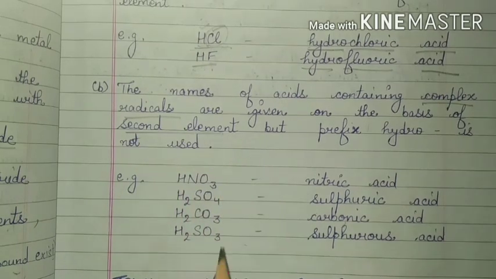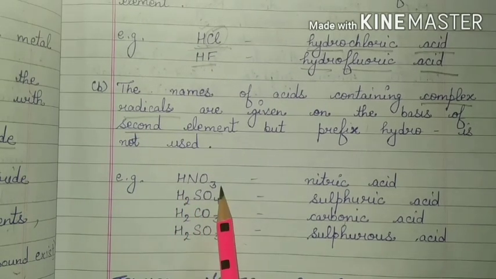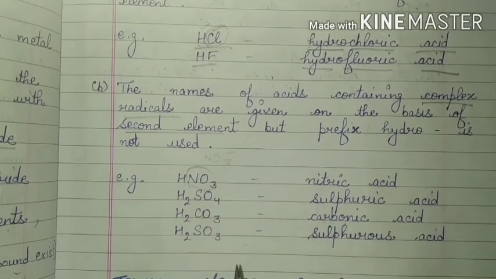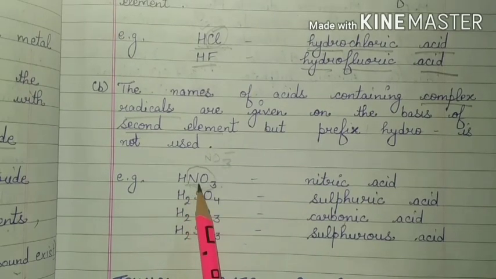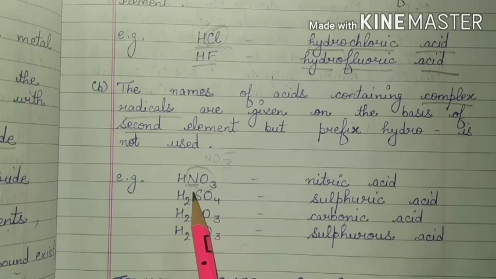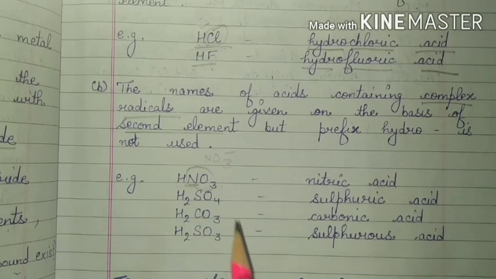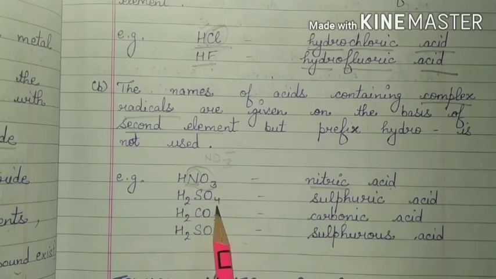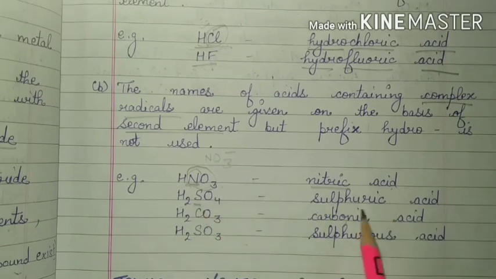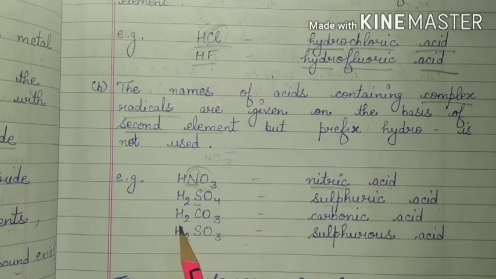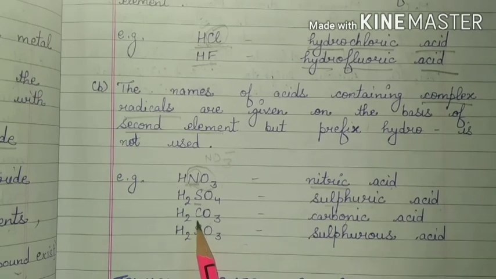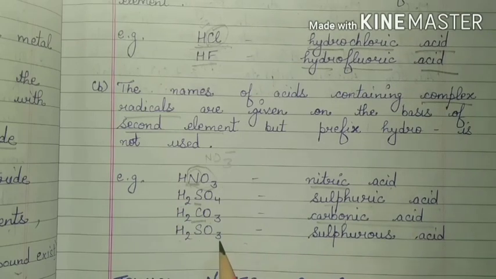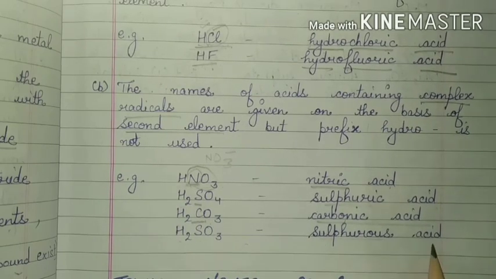If the acids contain any complex radical, then the name of the acid just depends on the second element. For example, if we have HNO3, it is an acid and in it the complex radical is NO3 negative. So its name depends on N, that is the second element. And in such kinds of acids, we don't use the prefix hydro. So on the basis of N, we can write here nitric acid. And for H2SO4, the second element is sulfur, so its name is sulfuric acid. Then afterwards we have H2CO3. The second element is carbon, so its name is carbonic acid. Then we have H2SO3. Its name is sulfurous acid.